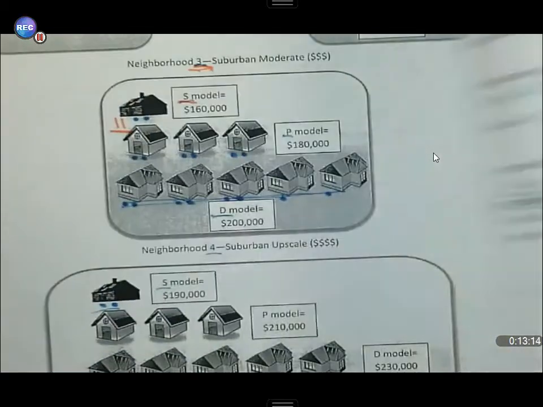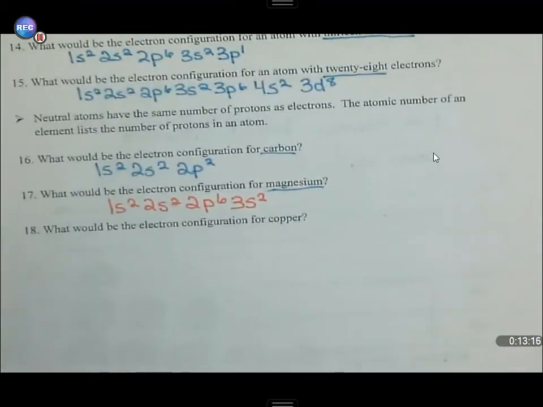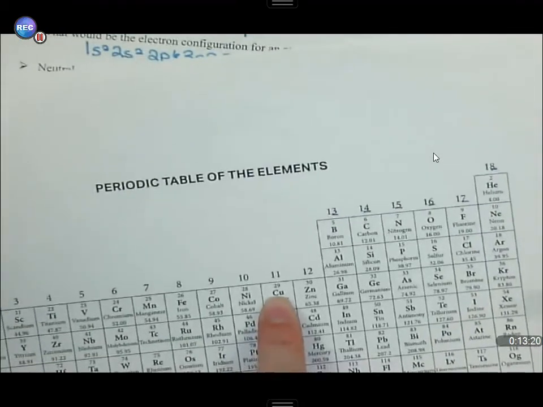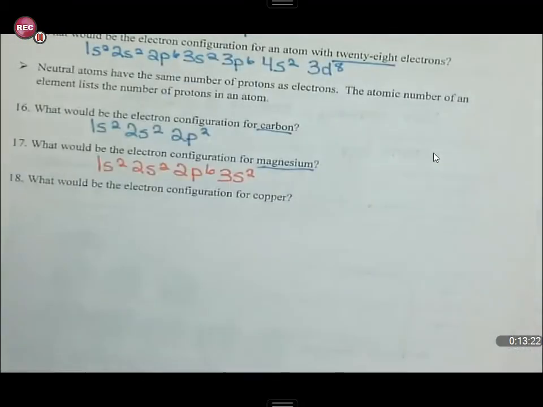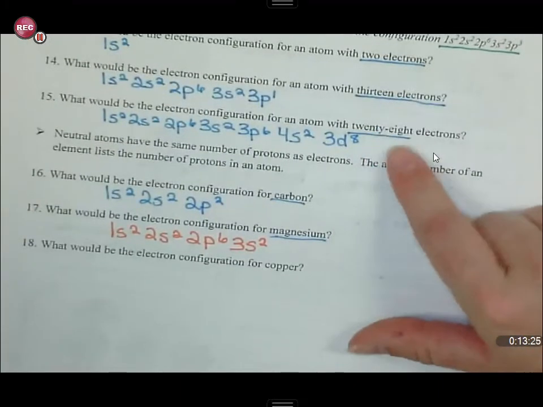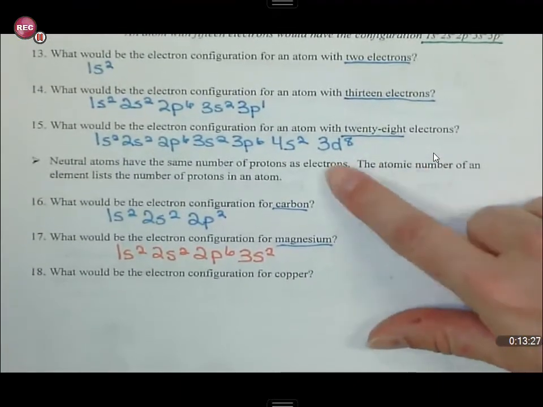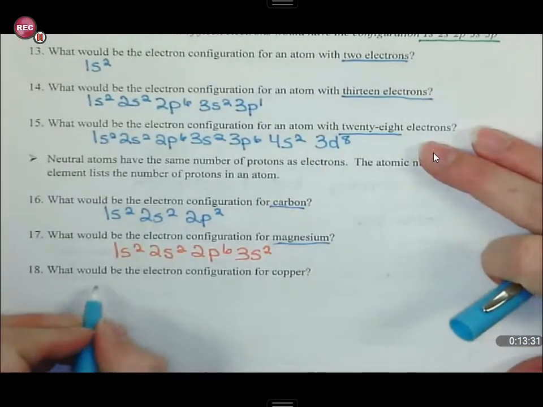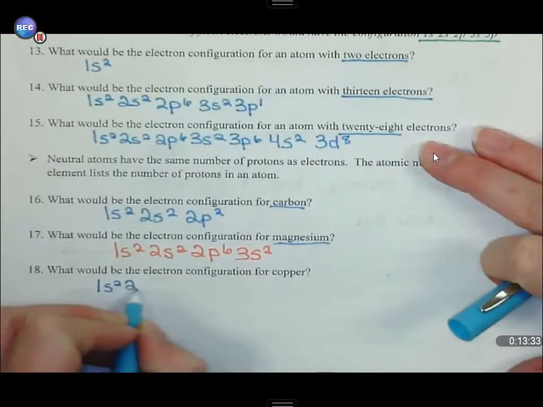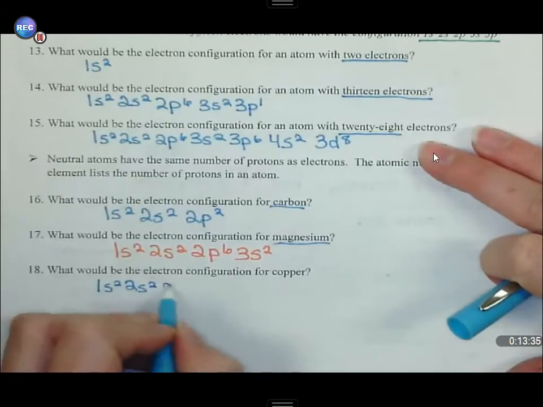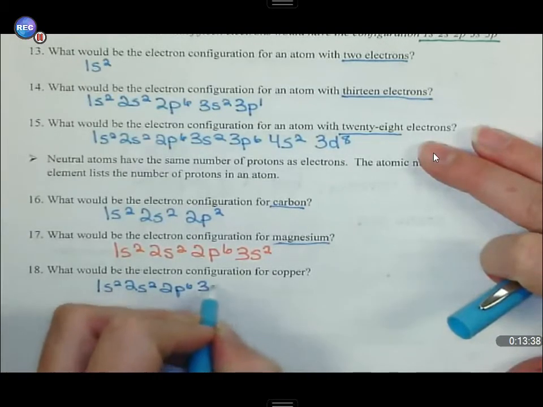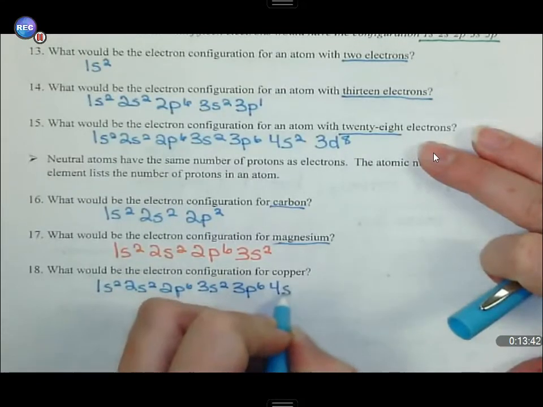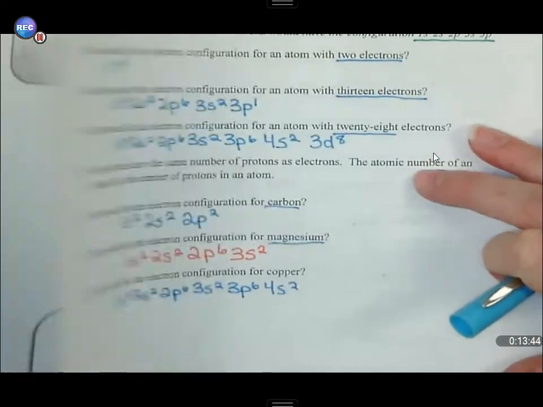Okay, now for copper. Copper is right here. It's 29. Okay? Now, I'm going to come up here and show you. We already did 28, so I'm going to copy it until I get right here. Okay? So, we have 1s2, 2s2, 2p6, 3s2, 3p6, 4s2.